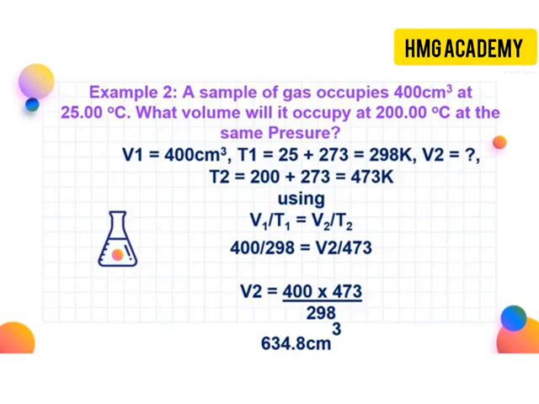Now, using V1 over T1 equals V2 over T2, that will give us 400 divided by 298 is equal to V2 divided by 473. Making V2 subject of the formula and taking the evaluation, the final volume V2 will be 634.8 cm3.